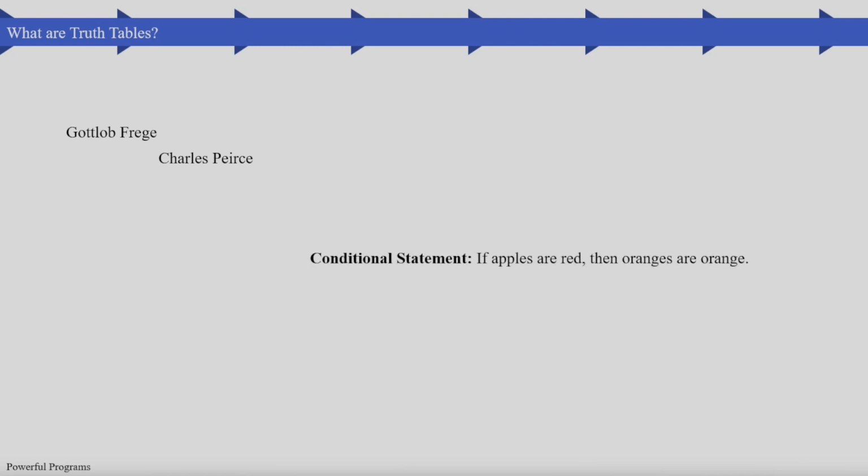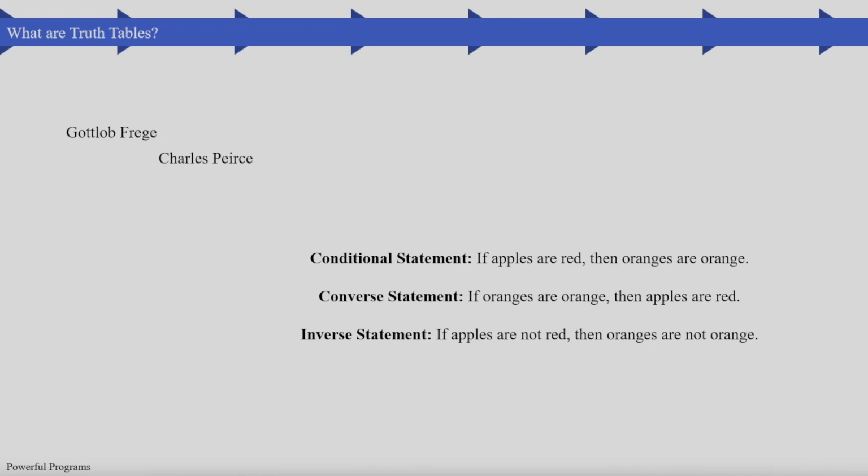So a conditional statement: if apples are red, then oranges are orange. A converse statement: if oranges are orange, then apples are red. An inverse statement: if apples are not red, then oranges are not orange. And a contrapositive statement: if oranges are not orange, then apples are not red.